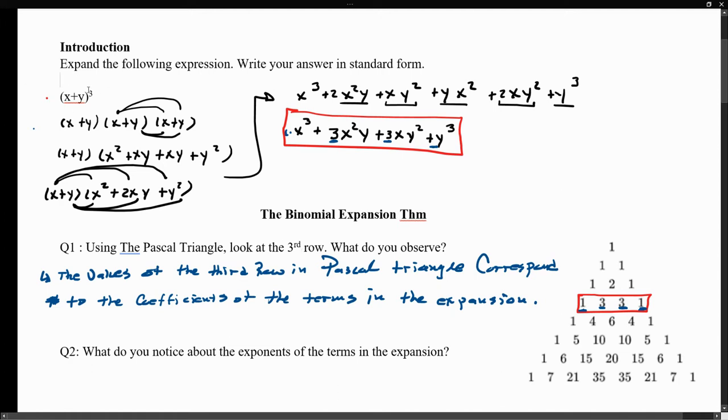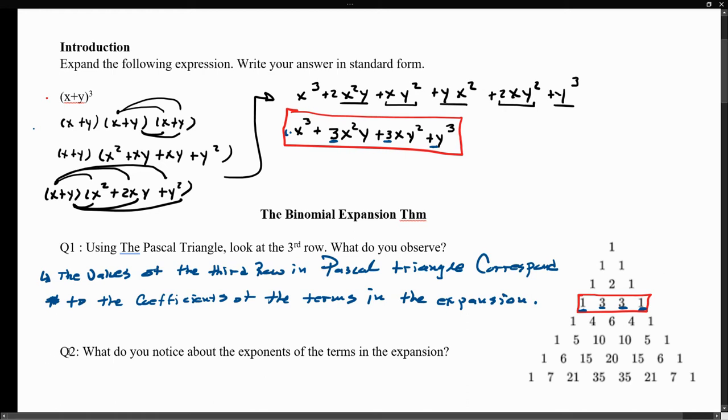If we would have wanted to expand the same expression, but now to the seventh term, then we would be looking at the 7th row. So that would be 3, 4, 5, 6. So we would be looking at the 7th row. And you will see that the coefficients of that expression are going to coincide with the actual values that we do have on this 7th row.